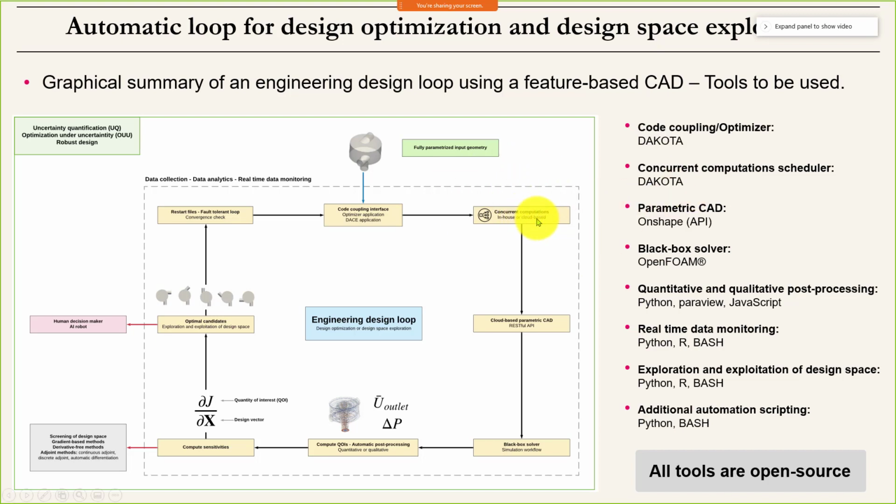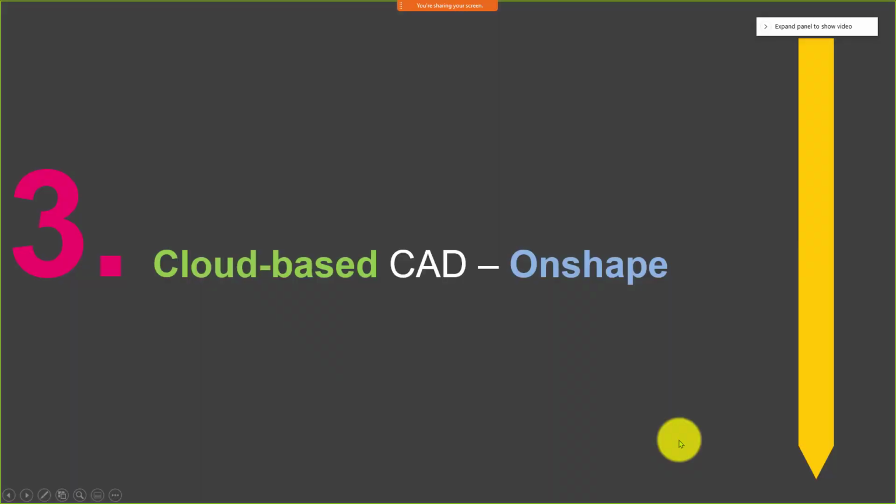Everything in the cloud. So here I'm going to run it local, but we usually do this using Amazon EC2. Then using the RESTful application, we're going to modify the parametric geometry, and then we keep going. So this is an automatic loop, how it works. As you see, all the tools, everything is based on open source.